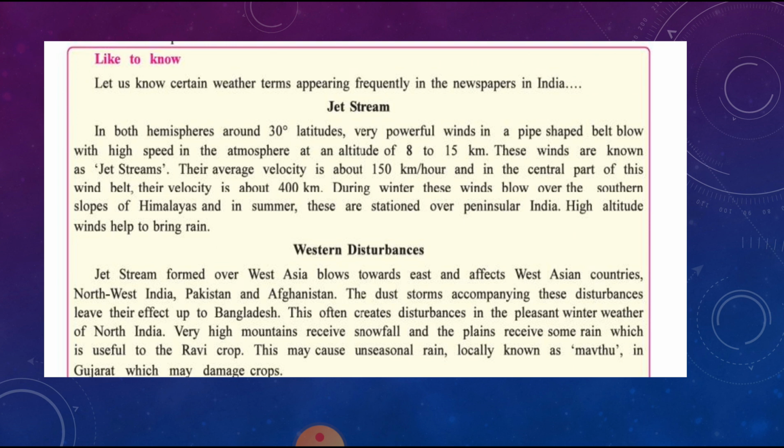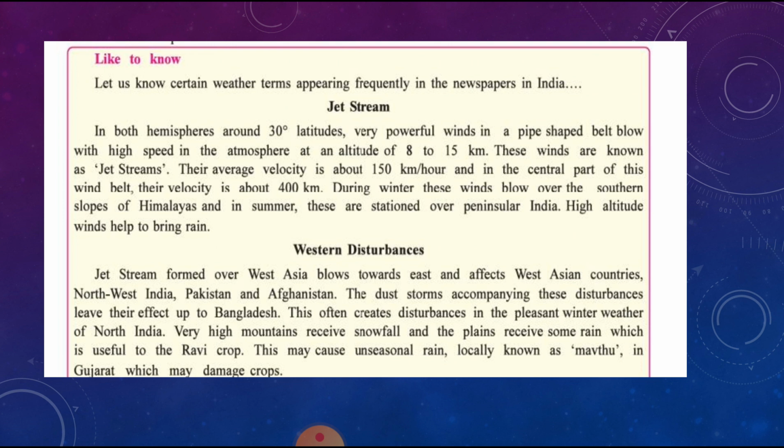When this wind blows towards the east, it affects West Asian countries, northwest India, Pakistan and Afghanistan. The dust storm accompanying this disturbance spreads its effect up to Bangladesh also. The western disturbance also often disturbs the pleasant winter weather of North India, and leads to snowfall in the high mountains and some parts of the plains. This rain is useful for the rabi crop.